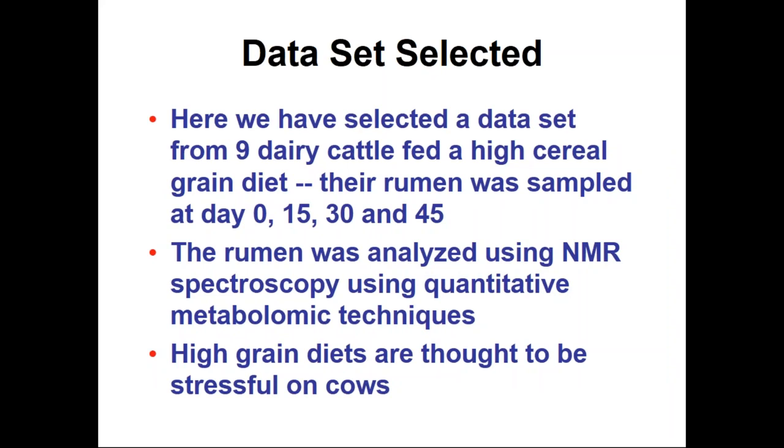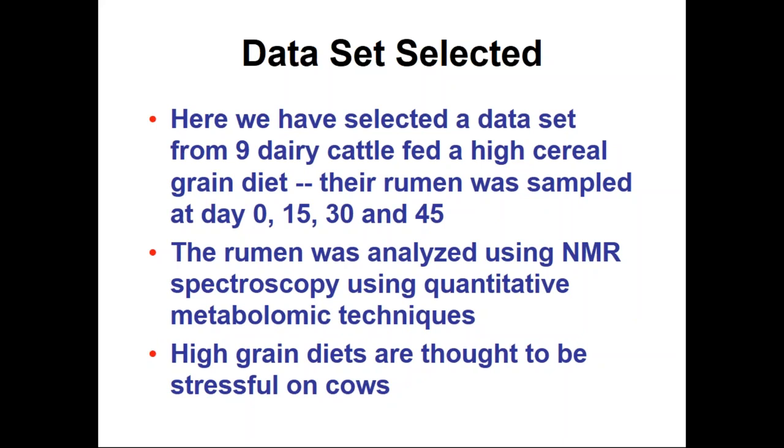So real data with 9 dairy cattle that had a high cereal grain diet. And the rumen sampling wasn't exactly on different days, well, yes and no, so that's why I'm calling it synthetic. But we have 4 sets of data that we'll call day 0, which is before they start their diet, day 15, day 30, day 45. In this case, we're taking the rumen fluid from the cattle, and we used NMR spectroscopy to measure about 45, 50 metabolites.